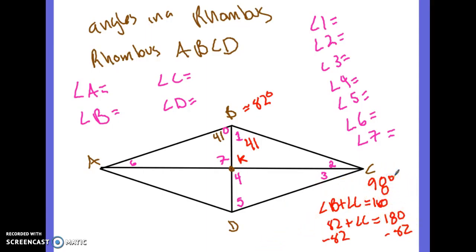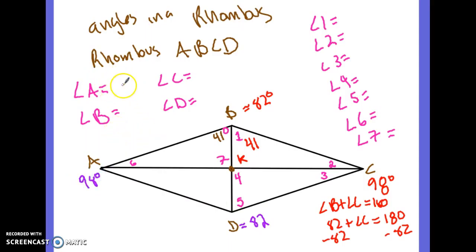Excellent. Thank you. What about angle D? Who can tell me what the measure of angle D is going to be? 82. It's also going to be 82. We know that angles across from one another, or opposite of one another, are congruent. What about the measure of angle A? That will be 98 as well. Really easy to find those big angles first.